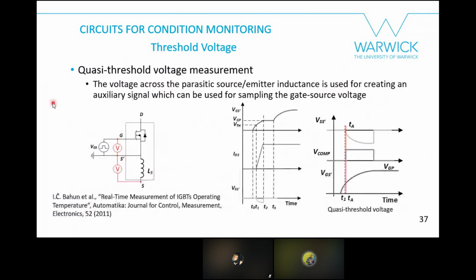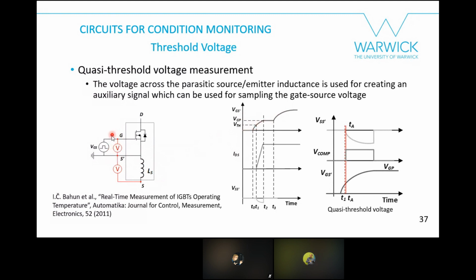So some people have proposed alternatives. Some people propose the quasi-threshold voltage measurement, which consists in measuring the gate voltage and the voltage across the parasitic source inductance. So you don't require a current sensor. You are going to use the voltage across the source inductance. So let's analyze this a bit.